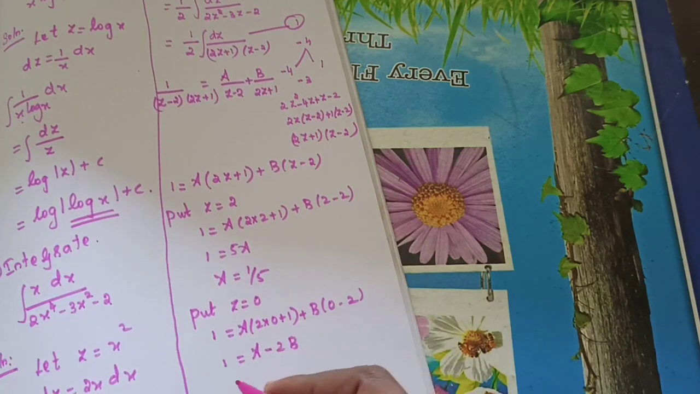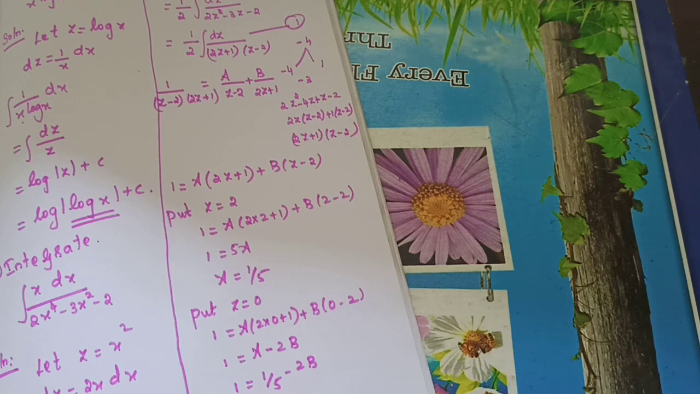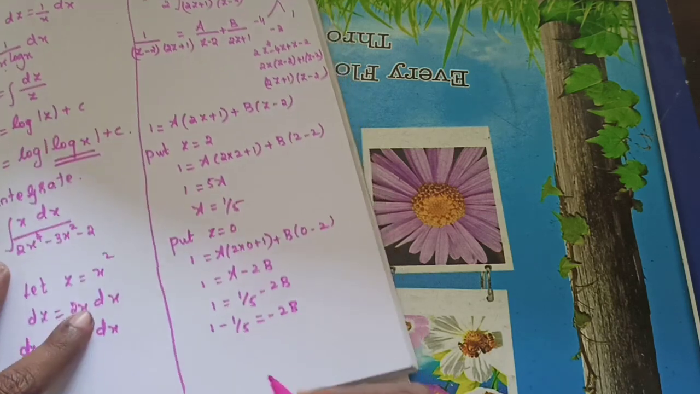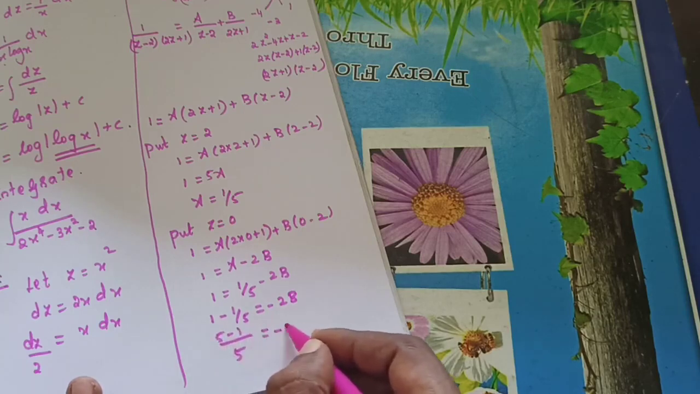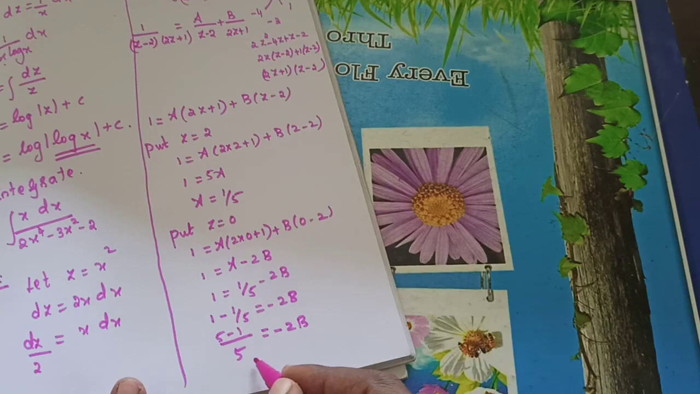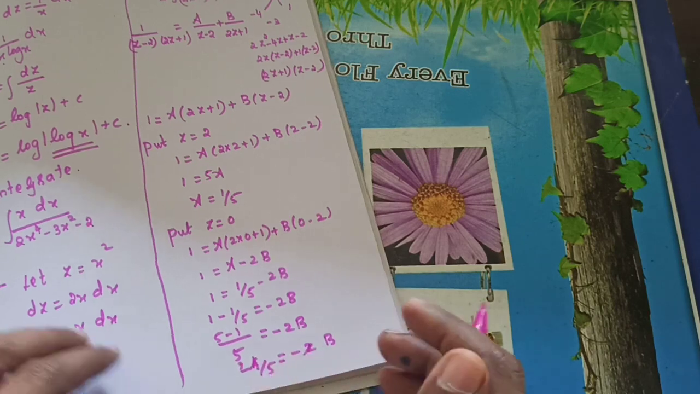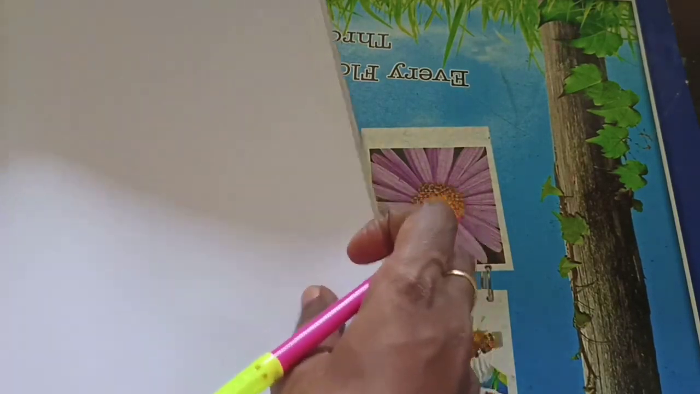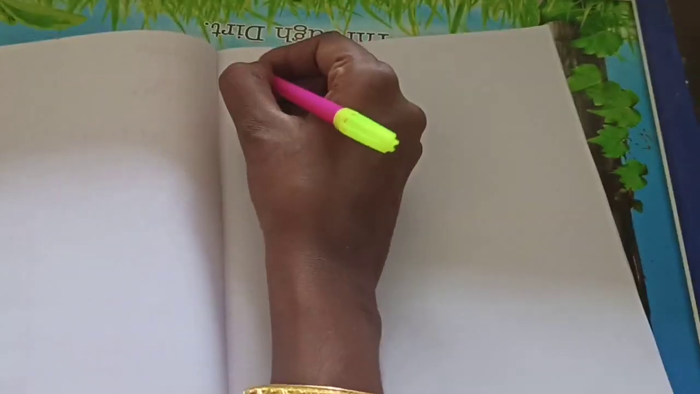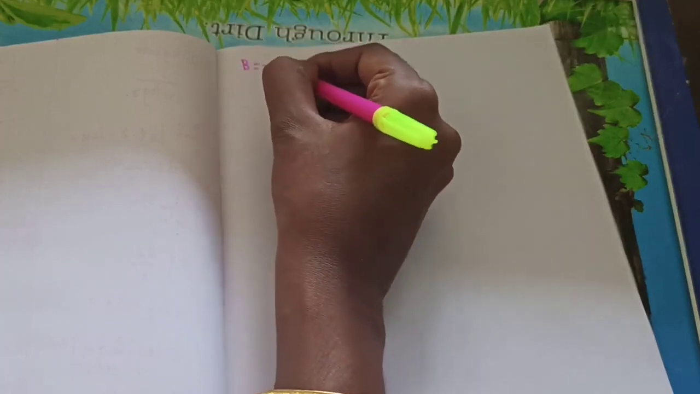Now substitute the A value here. That is 1 is equal to 1 by 5 minus 2B. Bring this to this side. So 1 minus 1 by 5 is equal to minus 2B. Now let's take the LCM. 5 is the LCM. So 5 minus 1 is equal to minus 2B. So how much will you get? 4 by 5 is equal to minus 2B. So 2 can be cancelled. Is it right? What's the B value? B is equal to minus 2 by 5. Okay.